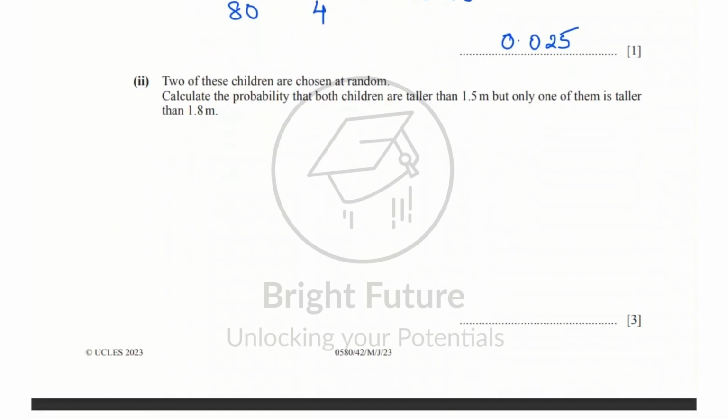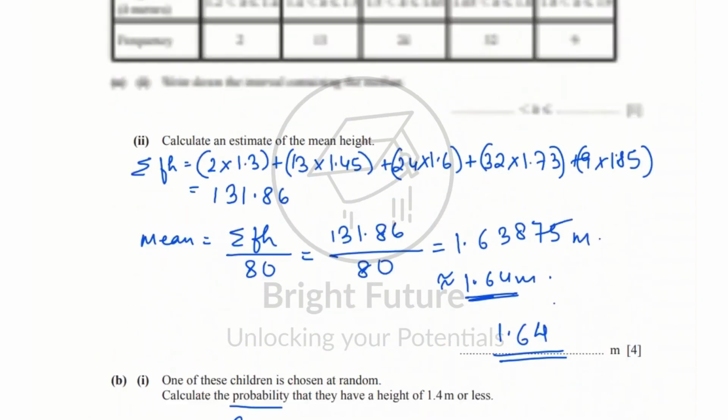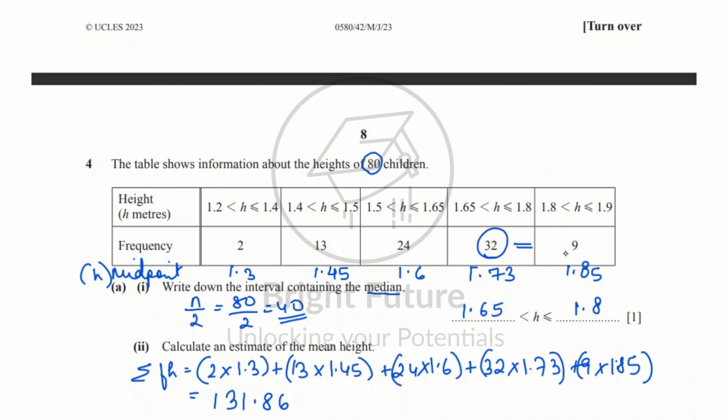Two of these children are chosen at random. Calculate the probability that both the children are taller than 1.5 meters, but only one of them is taller than 1.8. So taller than 1.8 is 9 and taller than 1.5 means we'll look into this part. So 24 plus 32 plus 9.